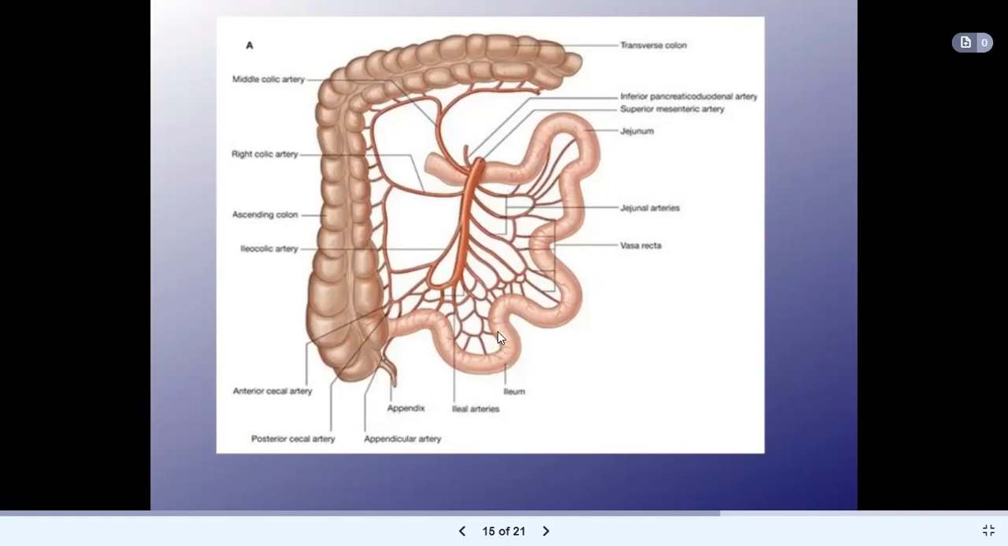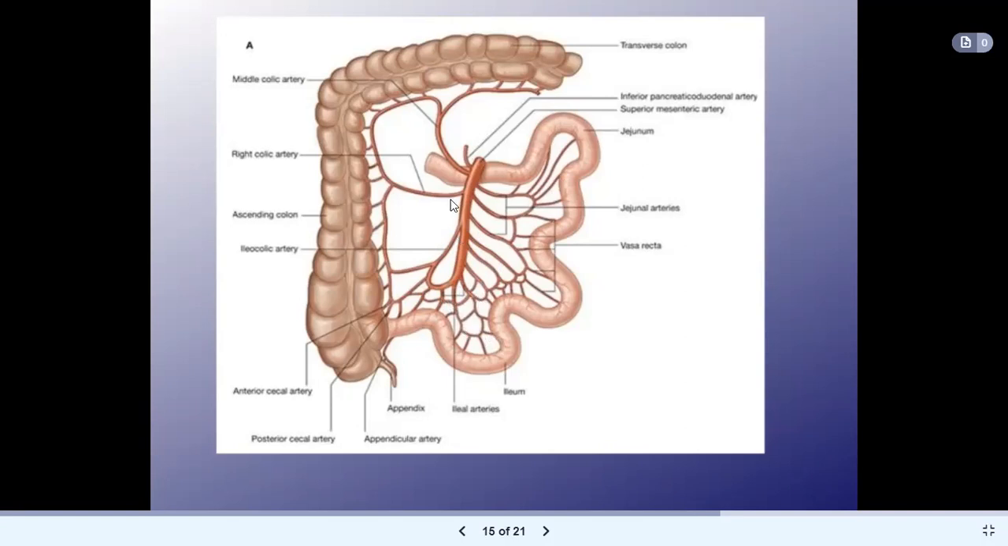And then this is your ileum, as we said. These are the ileal arteries, which are also coming from the superior mesenteric artery. They form branches here to supply the ileum. So these are ileal arteries, and these are jejunal arteries. They are the second branch of the superior mesenteric artery, with the first branch being the inferior pancreatico-duodenal artery, and then you have the jejunal arteries and the ileal arteries.